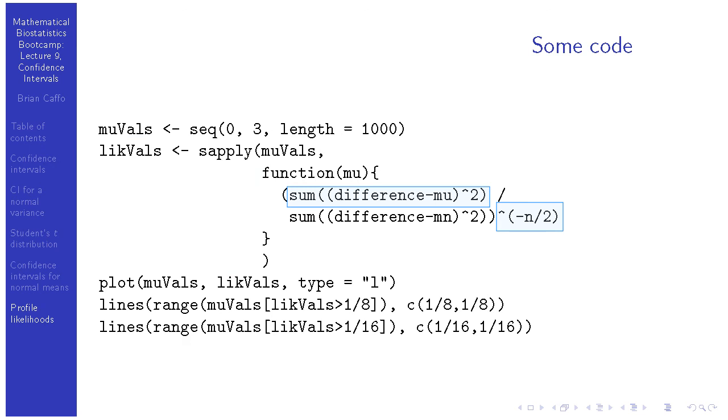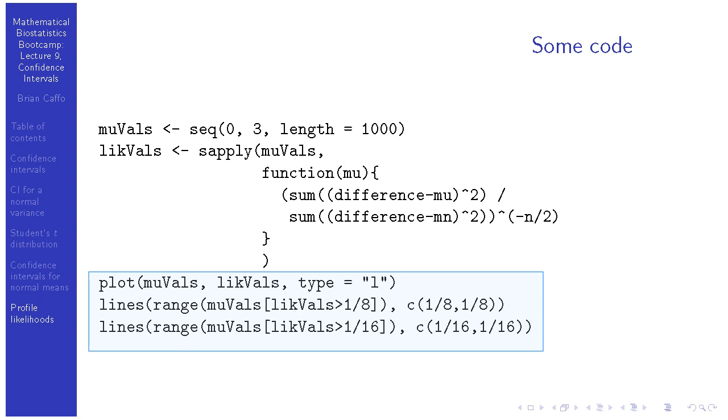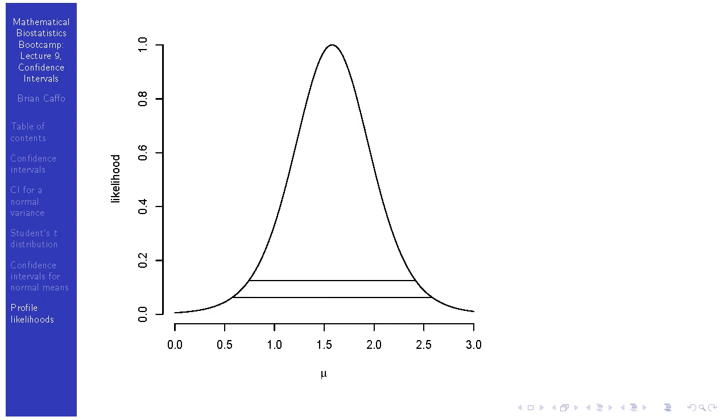But I want it to be maxed out at 1. So normally I create the likelihood and then divide by its maximum value. But in this case, I know exactly what the maximum value is. It's when you replace mu by the mean. So instead I divide it by the mean right here. And this sapply is just a loop. It says loop over mu values and do this function. And then I'll plot them and connect them together with type equals L. And then I'll put the likelihood values above 1/8 and above 1/16, and then I get this plot. So that is my profile likelihood for mu.